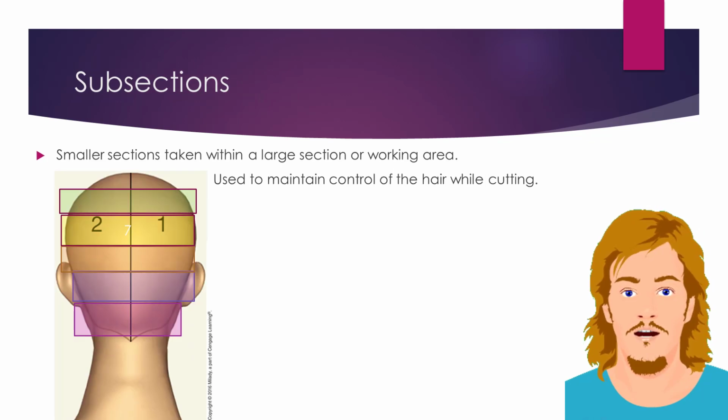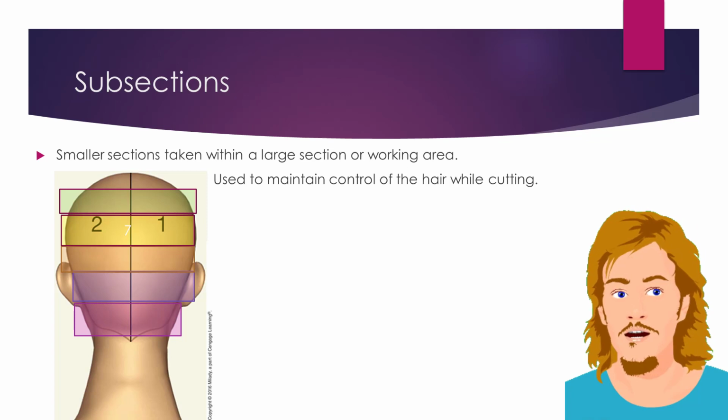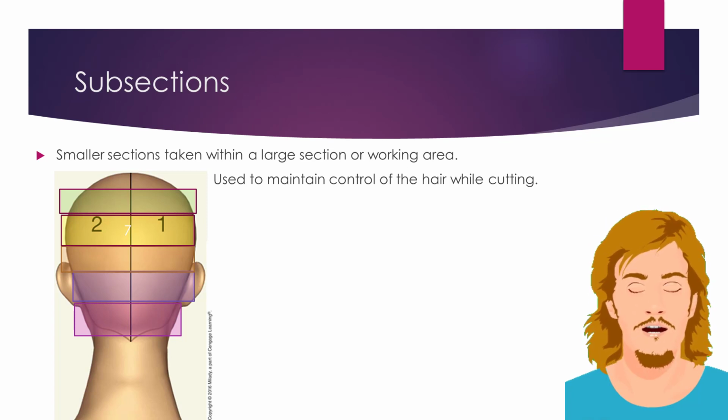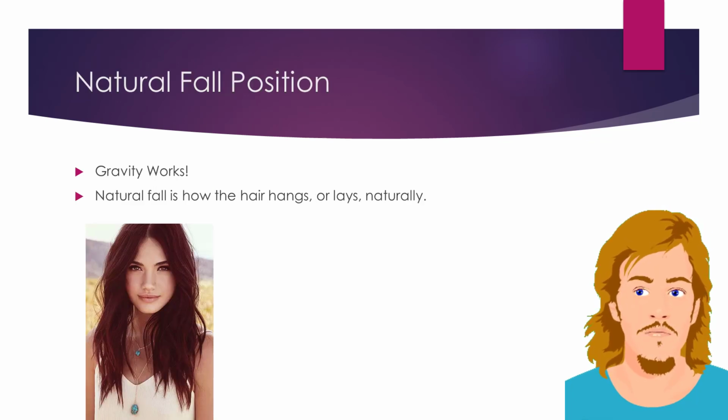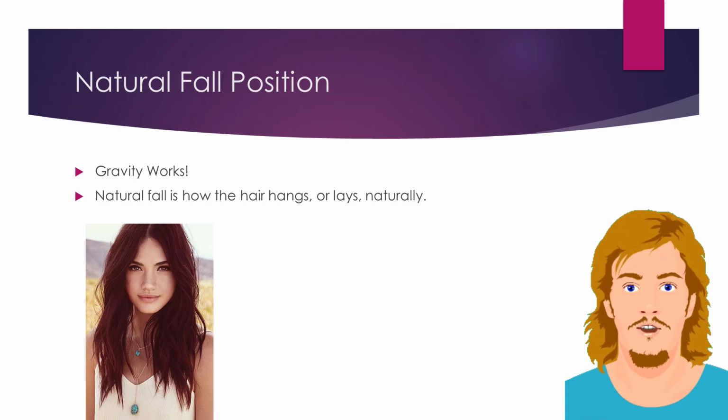Subsections are smaller divisions within a large section. We use subsections to maintain control of the hair while cutting. We have covered lines, angles, sections and subsections.